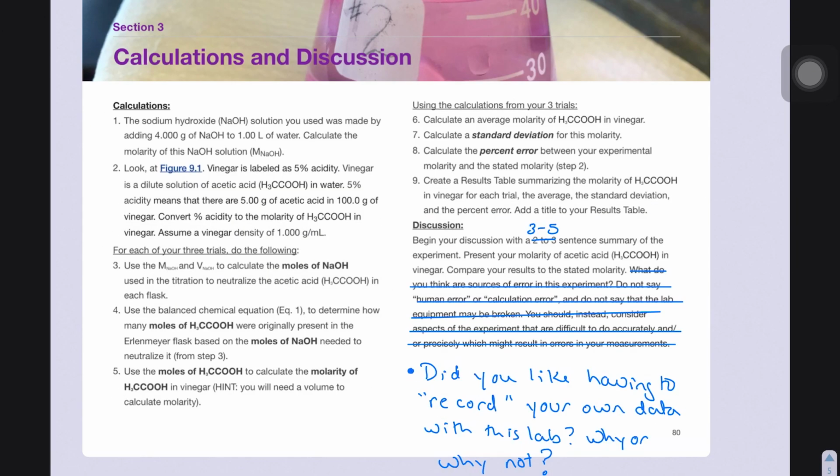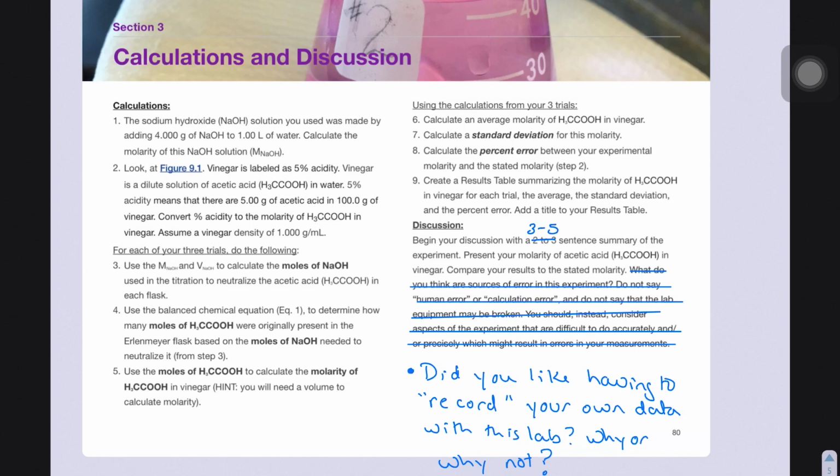As far as for the discussion for this lab, some of these questions don't really make sense given the current format. So I want you to do instead, give me a more complete summary of the experiment. So 3 to 5 sentences. Do present the molarity of acetic acid in vinegar and compare your results to the stated molarity. So you're going to compare what you got, what it said theoretically, and tell me your percent error.